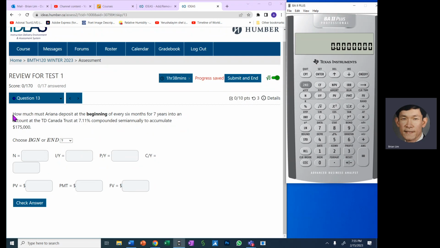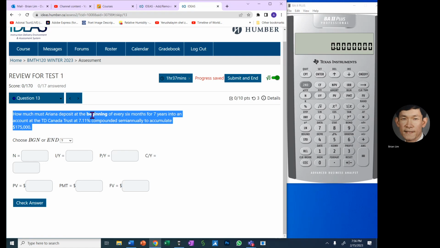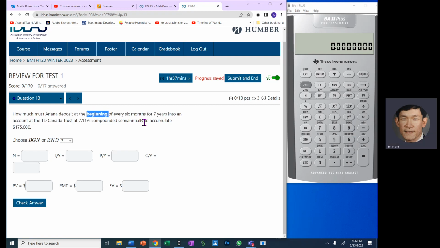Okay, how much must Ariana deposit at the beginning of every 6 months for 7 years into an account at the TD Canada Trust at 7.11% compounded semi-annually to accumulate $175,000? All right, so the deposit is at the beginning. All right, at the beginning of every 6 months.